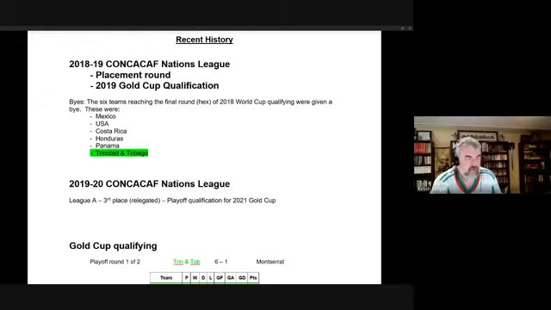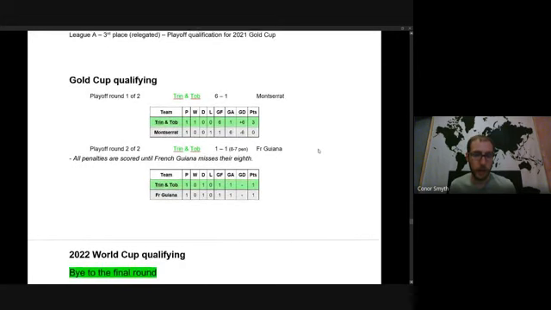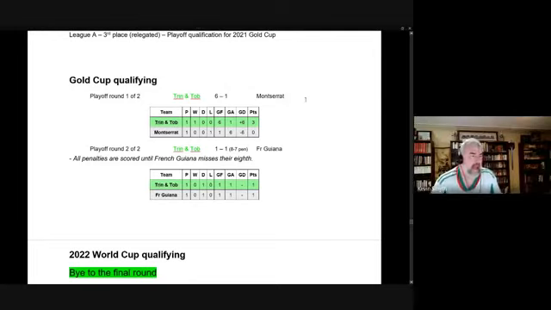Right, and those teams that were relegated from League A didn't get qualification for the 2021 Cup. Instead, they went through a playoff, right? That's right. So they were one of three teams in the Gold Cup that had to qualify through a playoff. Do you want to take us through that? Yeah, it happened just recently, just a couple of days ago.